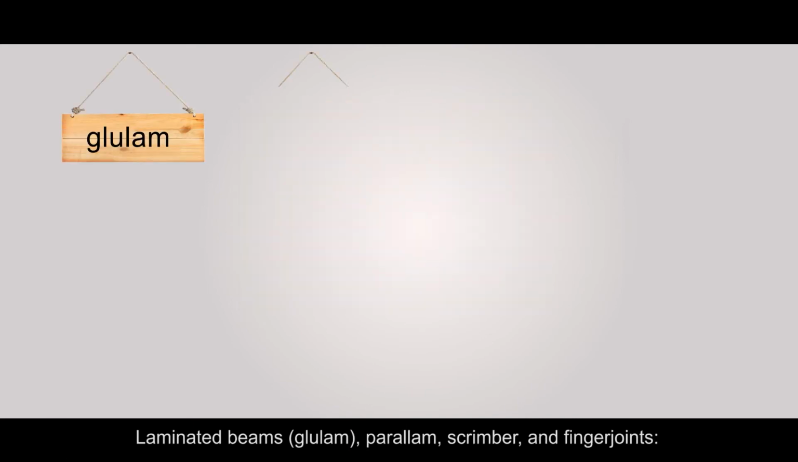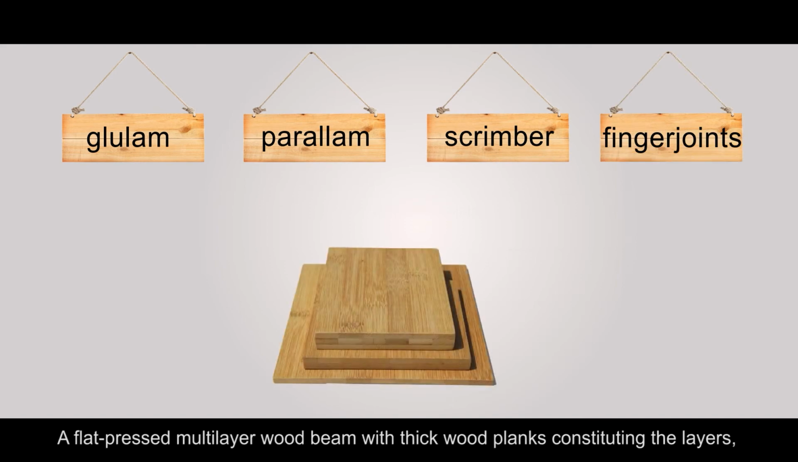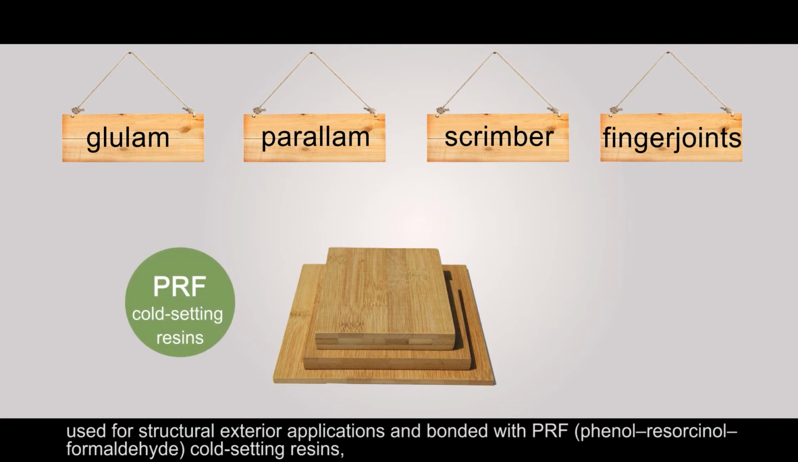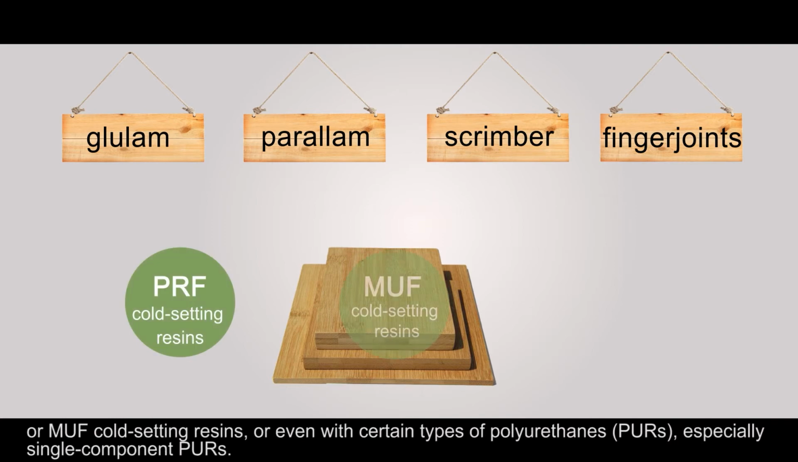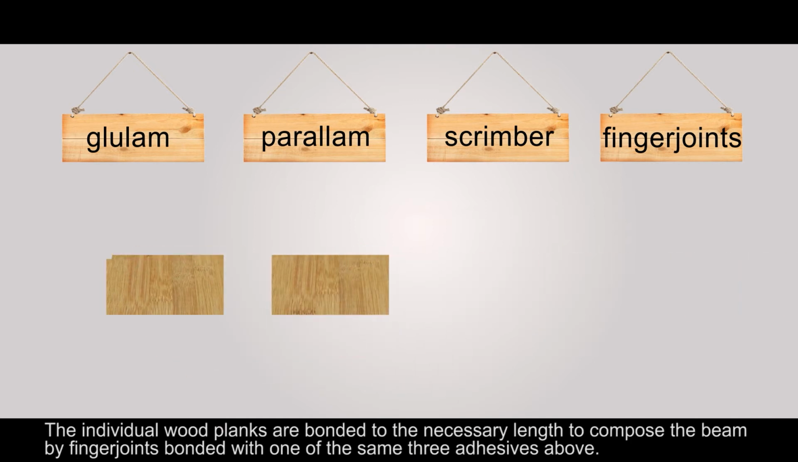Laminated beams, glulam, parallam, scrimber, and finger joints, a flat-pressed multi-layer wood beam, with thick wood planks constituting the layers, used for structural exterior applications, and bonded with PRF cold-setting resins, or MUF cold-setting resins, or even with certain types of polyurethanes, especially single-component PURs. The individual wood planks are bonded to the necessary length to compose the beam by finger joints bonded with one of the same 3 adhesives above.